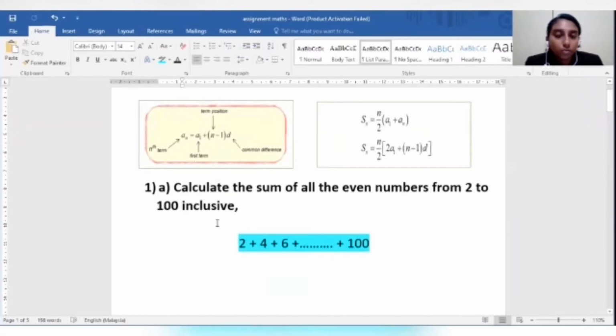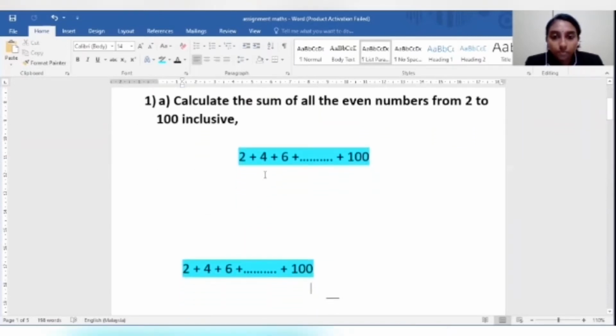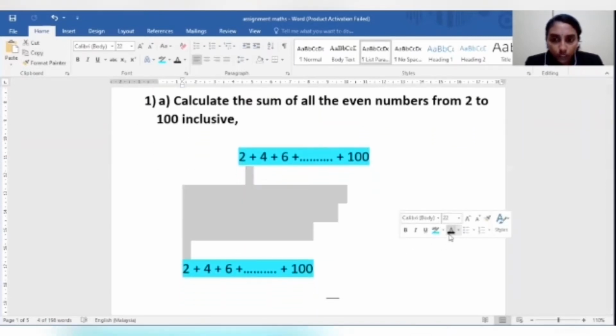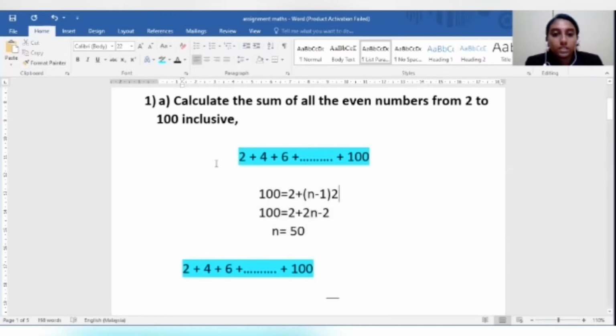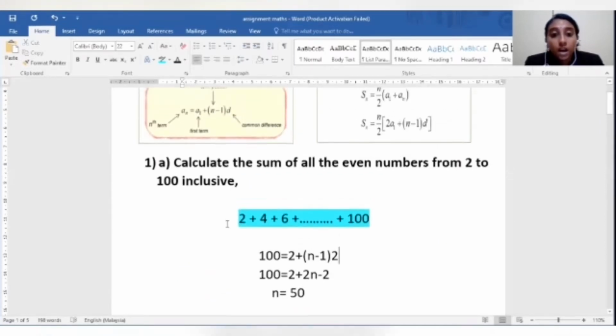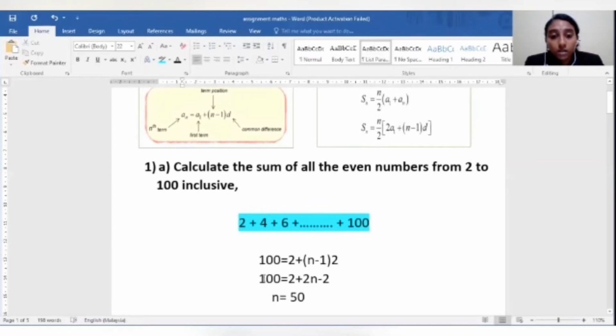By using this formula. I put 100 first because they said nth term, so our nth term, which is the last term, is 100. Then our first term for this sequence is 2. That's the reason why I put 2, and then in brackets n minus 1 and times 2.